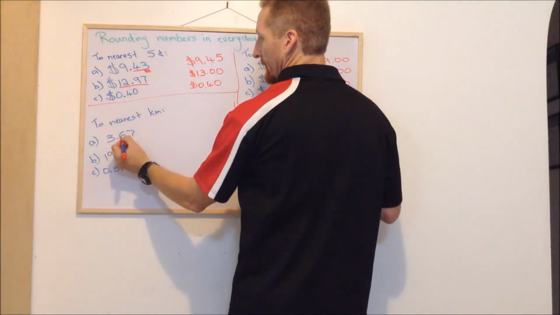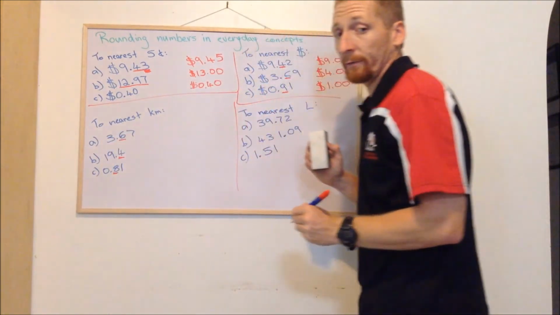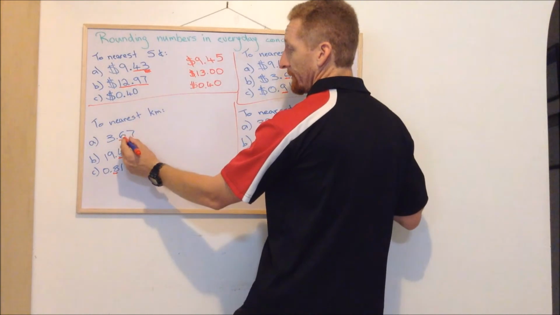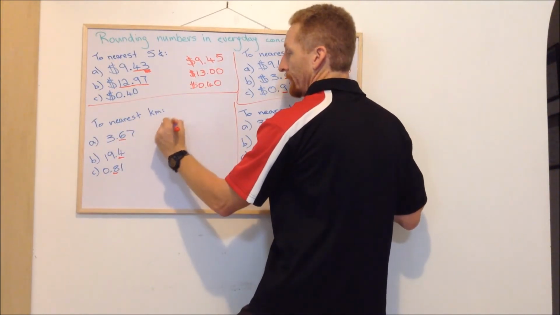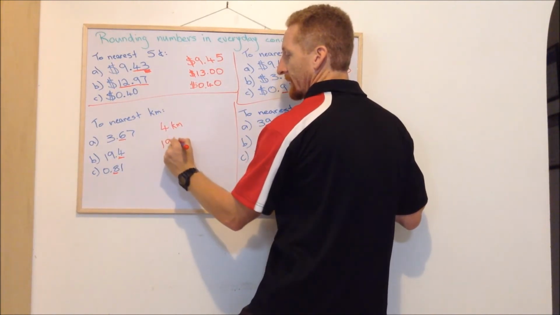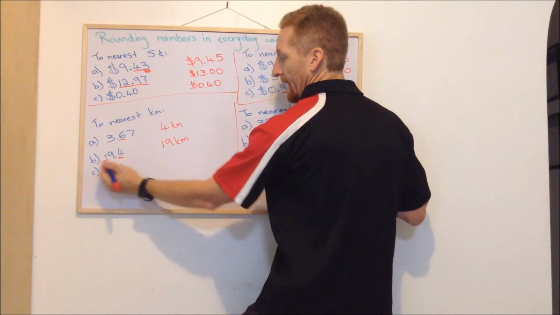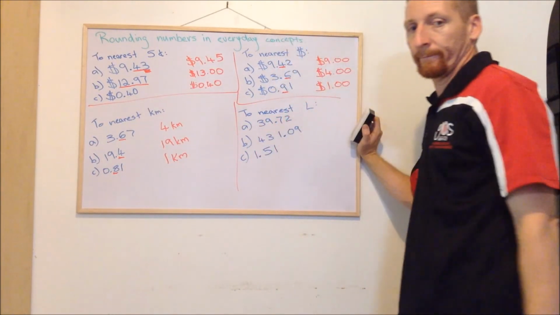Nearest kilometre, same thing, we're looking at this number initially. First number to the right of the decimal point. If it is smaller than 5, it stays where it is. If it's 5 or larger, we round it up. So that would be 4 kilometres. It's a 4, so it stays as 9, 10 kilometres. It's an 8, so it rounds up to 1 kilometre.